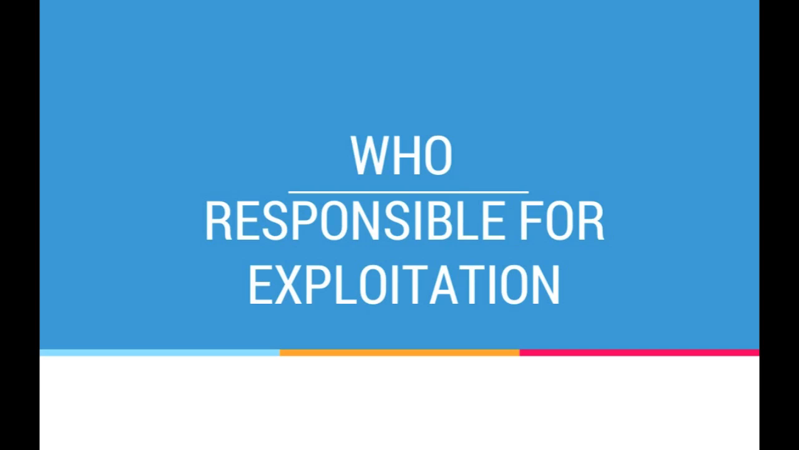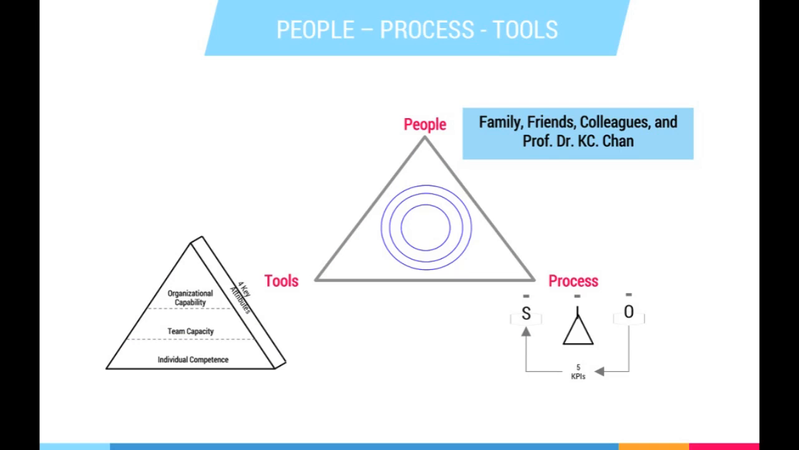Now, let's talk about who, which means who are responsible for the exploitation. In this diagram, we can see that my family, friends, colleagues, and of course, Professor Dr. Casey Chan are the ones who have given big support in my life to achieve my vision and mission in attaining my goals. And of course, the tools that I use are the self-development that I have told you guys before, which I will focus on my strength only. And for the process, I have the strategy and the KPIs for determining how I perform later on. And the center of the triangle will explain about my value, mission, and vision that I have talked about before.